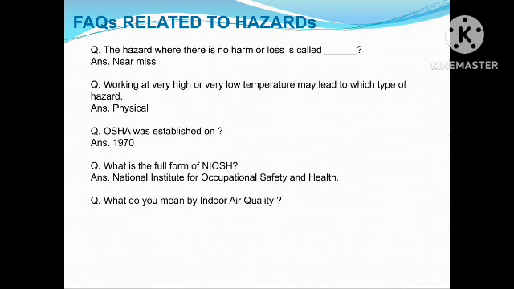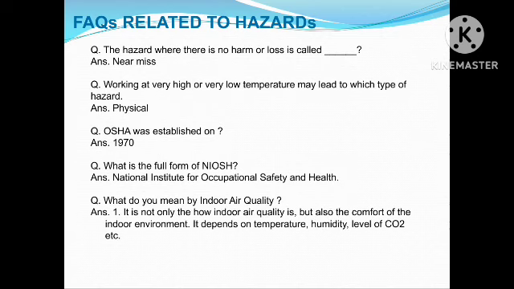But whenever we speak about indoor workplace quality, then we see not only the air quality but also the illumination, comfort, all these things. Indoor air quality means not only how the air is but also the comfort environment inside. So basically it depends upon temperature, humidity, level of CO2, etc. Next question: what is the comfortable air temperature inside a room? It is 22 degrees centigrade.